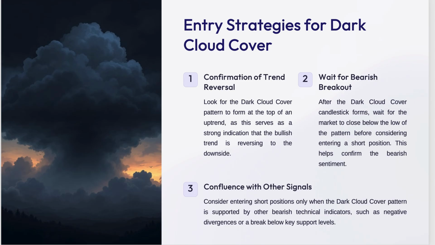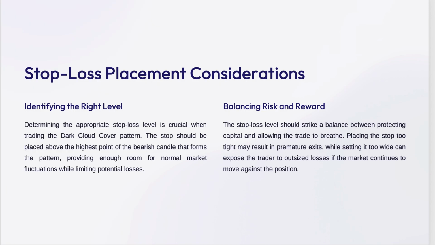So let's go through the entry strategy, confirmation of the trend. When something like dark cloud happens, rain has to fall. So that's what it means. Confluence with other signals, wait for the bearish breakout. A bearish breakout can also be identified using the trend lines and even the simple moving averages. We will talk about that more in the courses.